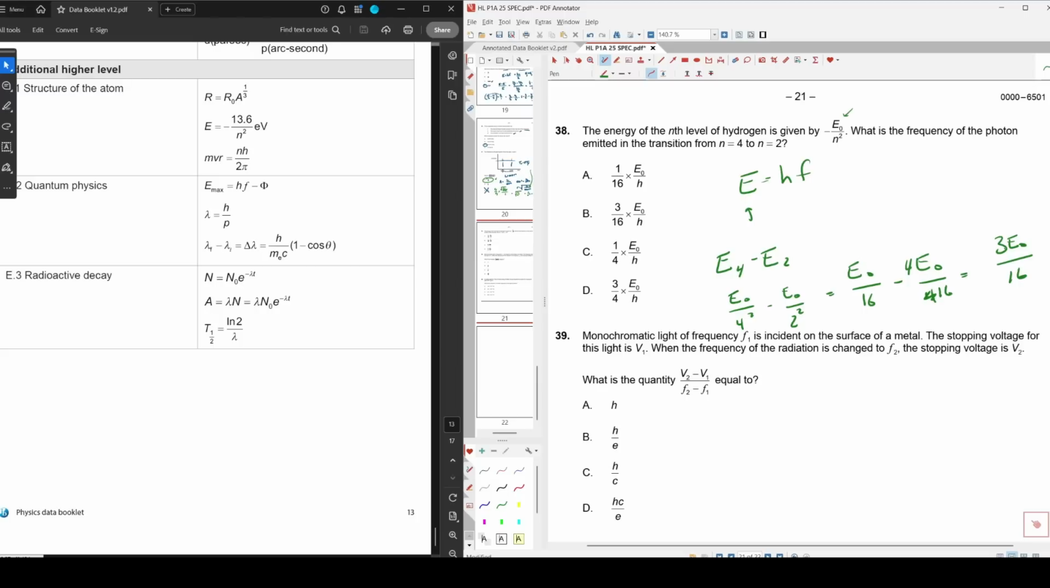Yeah, so I just take the difference. That's how much energy the photon has. That's E. And I'm just going to divide by h. So I think we should have B here. Okay.